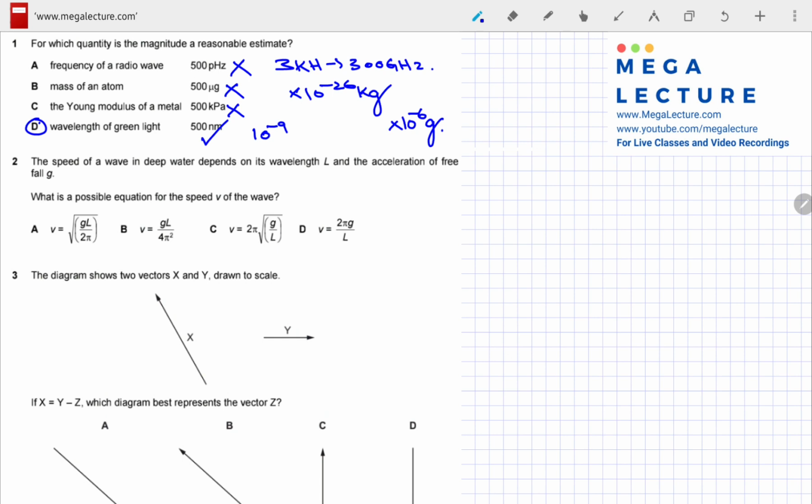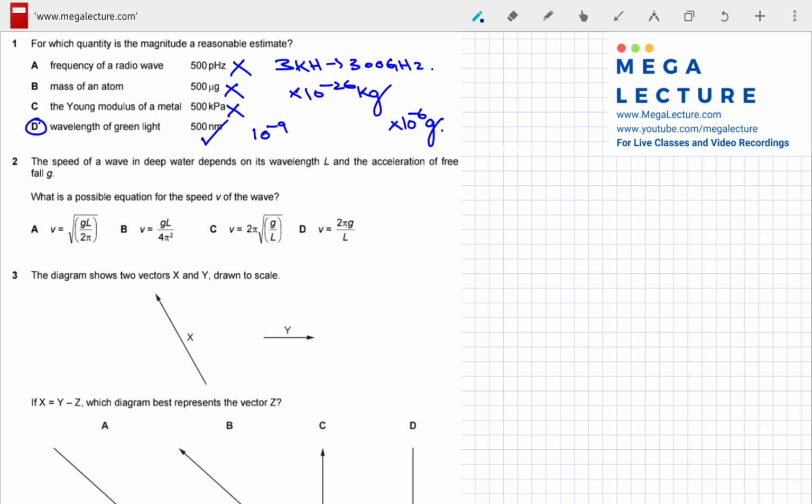Let's move on to question number 2. The speed of the wave in deep water depends on its wavelength L and the acceleration of free fall g. So we need to tell what is the possible equation for the speed v of the wave. To go about this question, you do dimensional analysis and check which expression or equation is dimensionally correct.